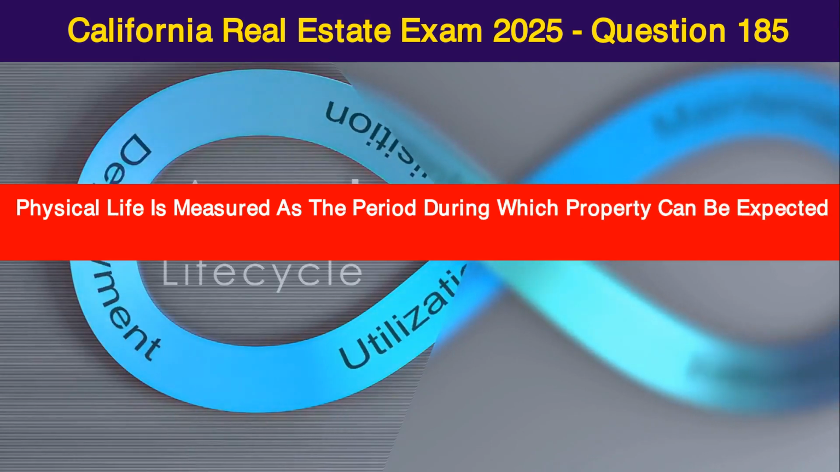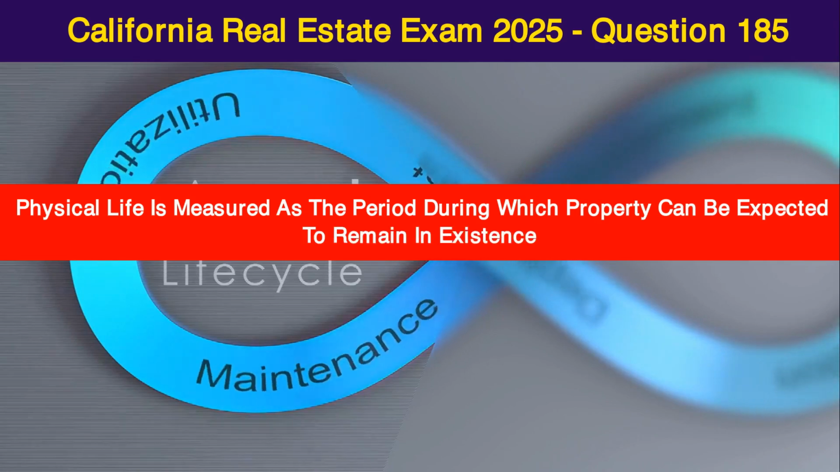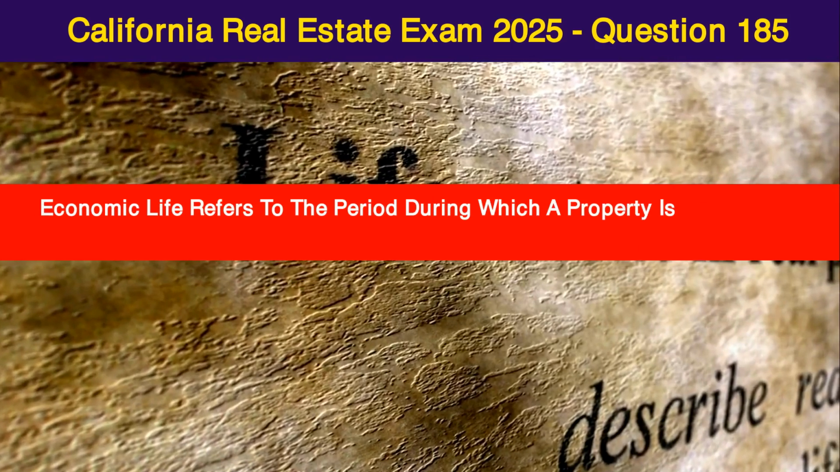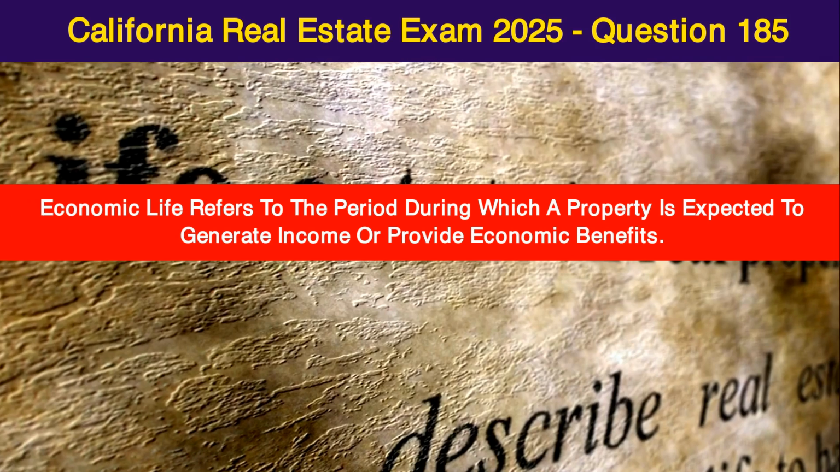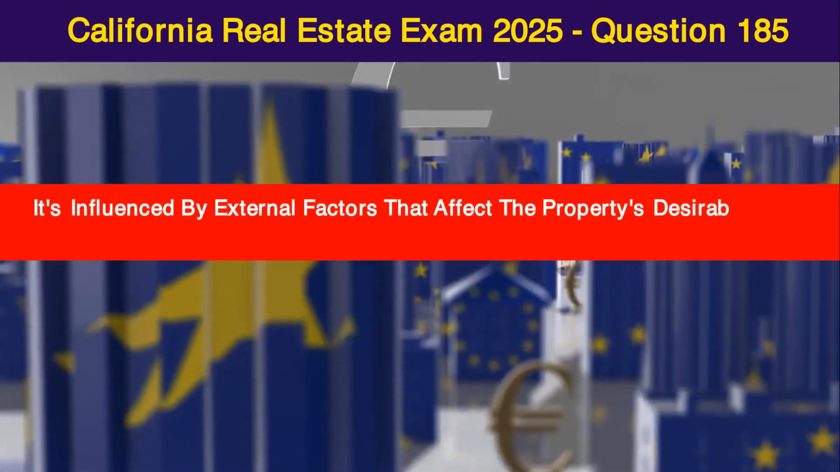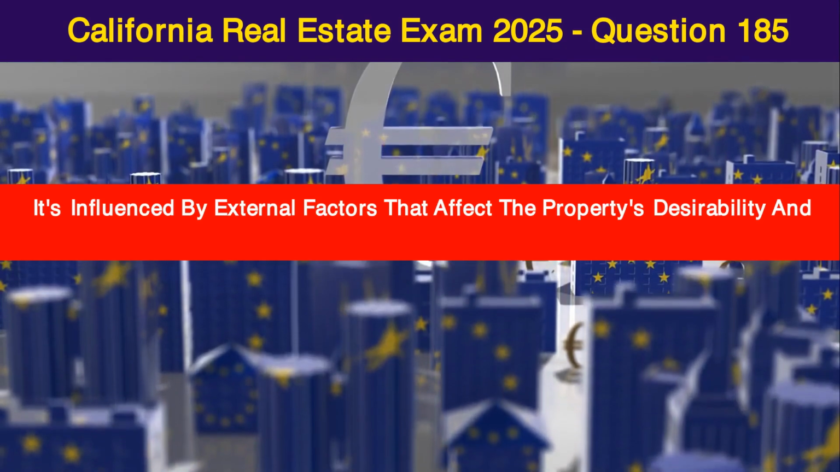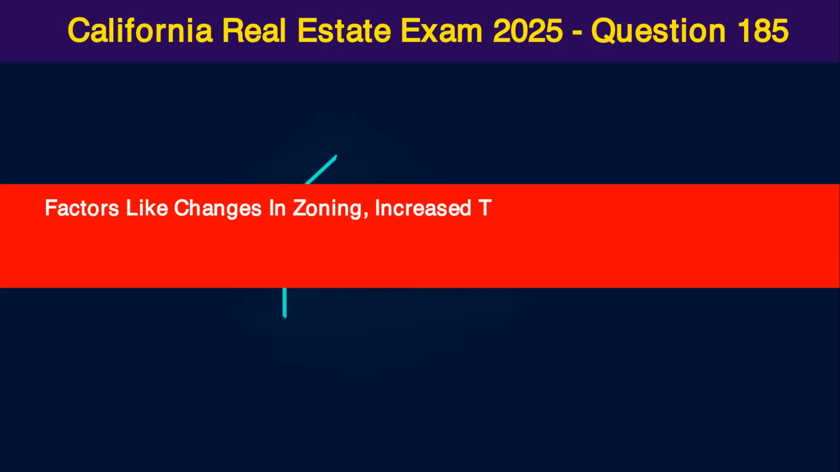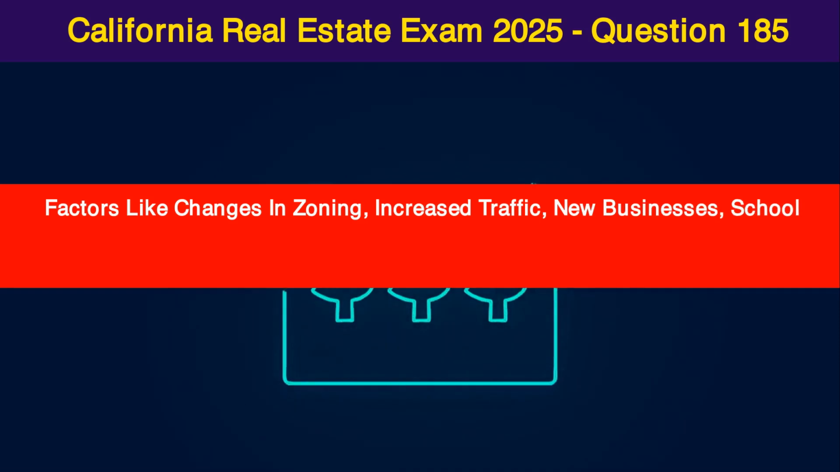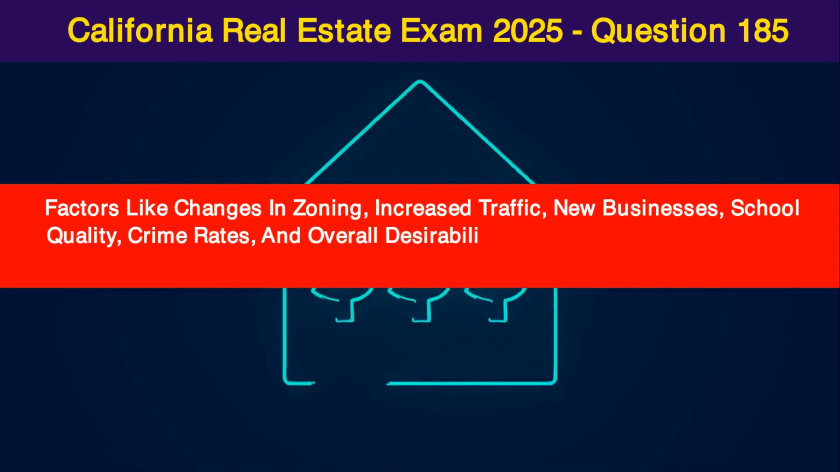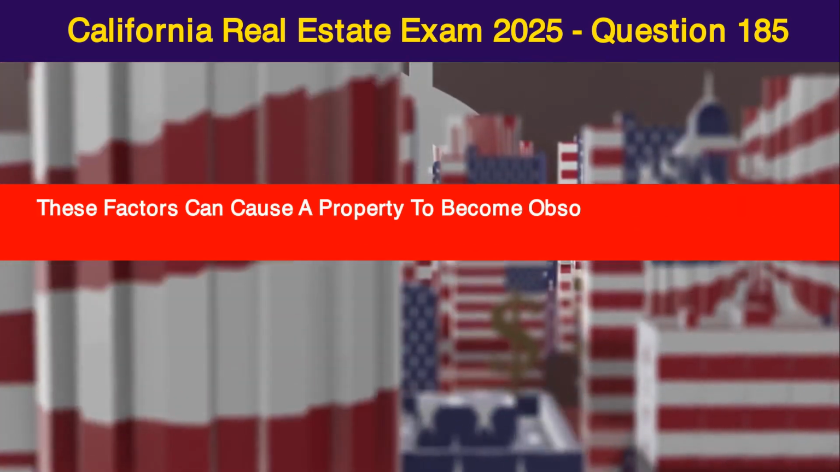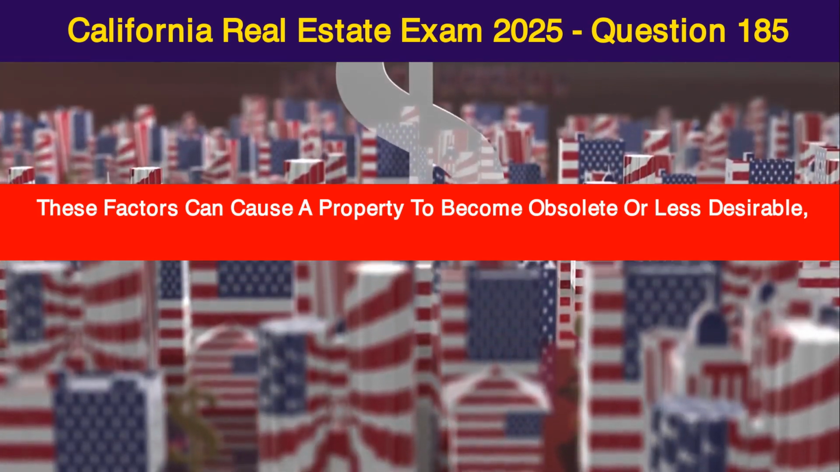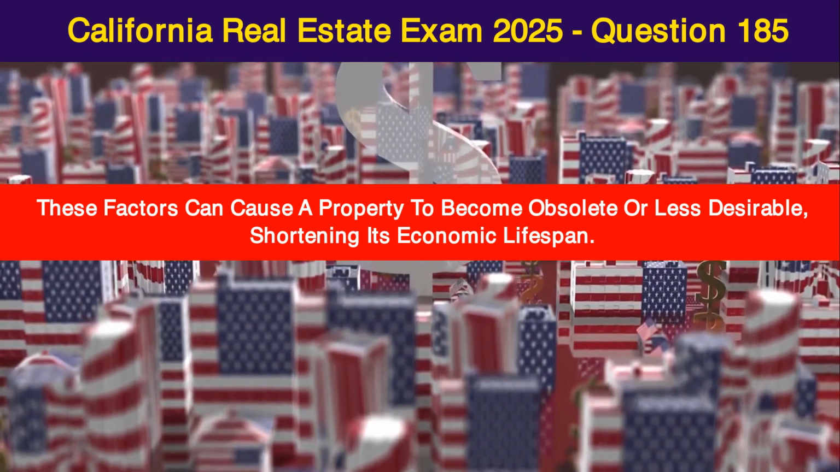Physical life is measured as the period during which property can be expected to remain in existence. Economic life refers to the period during which a property is expected to generate income or provide economic benefits. It's influenced by external factors that affect the property's desirability and market value. Factors like changes in zoning, increased traffic, new businesses, school quality, crime rates, and overall desirability of the area can significantly impact a property's economic life. These factors can cause a property to become obsolete or less desirable, shortening its economic lifespan.